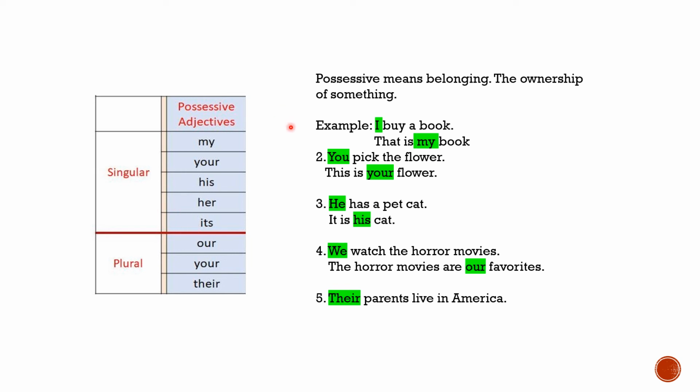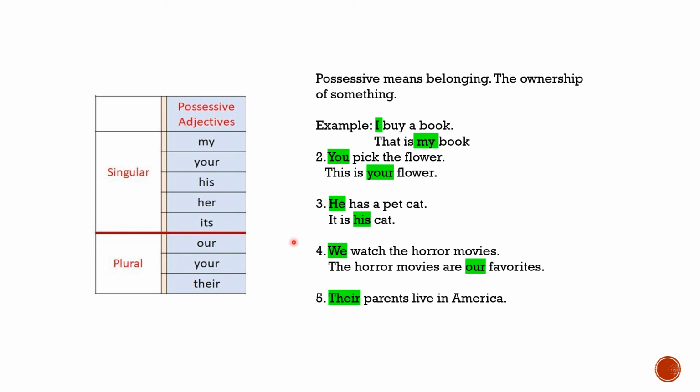So here are the examples. For example, I buy a book. So that is my book. So here, the book belongs to the subject, I. Next one. You pick the flower. This is your flower. So the flower belongs to whom? Belongs to you. And the next one is he has a pet cat. So it is his cat. Because the pet cat is his, you use his here; the cat belongs to him.